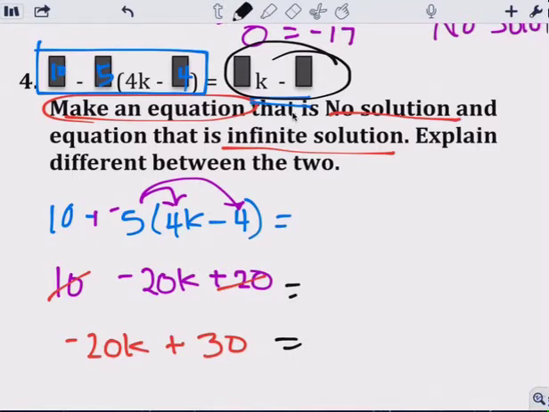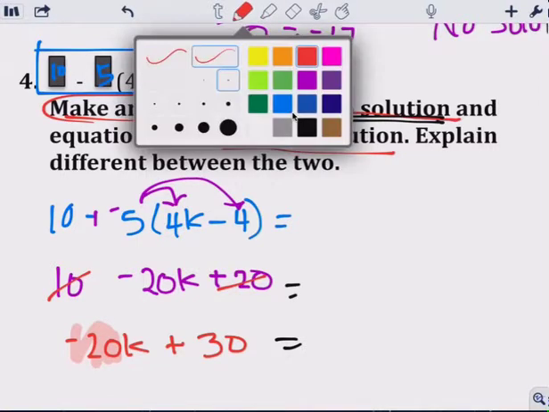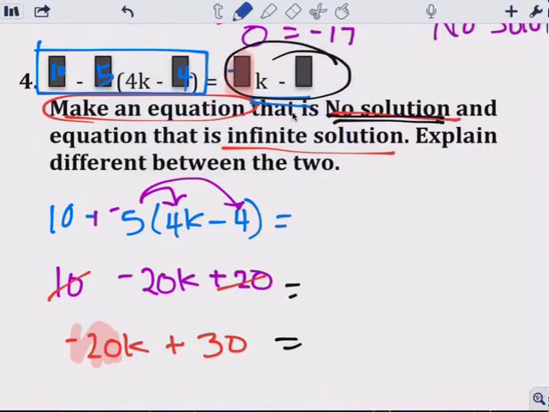Okay, in order to be no solution, everything needs to be alike. So for it to be no solution, this has to be negative 20, the coefficient. So that is this part right here. Has to be a negative 20. And this has to be 30 right here. The constant needs to be 30. So therefore that has to be negative 20k minus 30 plus 30.